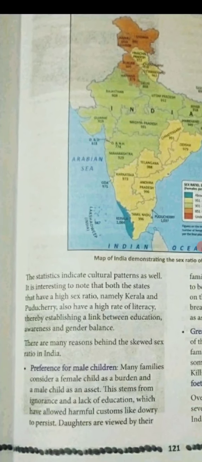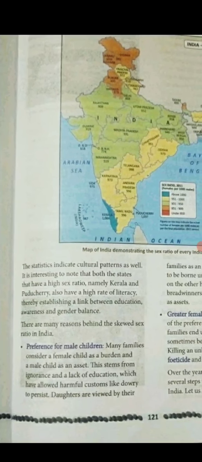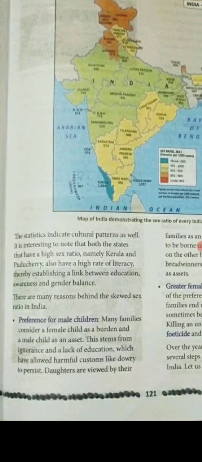There is a link between education, awareness and gender balance. Only when people are aware about gender equality, which means literacy is high, will the society grow gentler towards women, the attitude will change towards women, and this will result in a higher sex ratio. So there are many reasons behind the skewed sex ratio in India, as I told you, that one can imagine for this low sex ratio. First is the preference for male children.